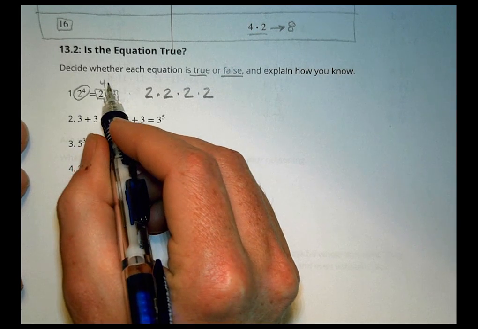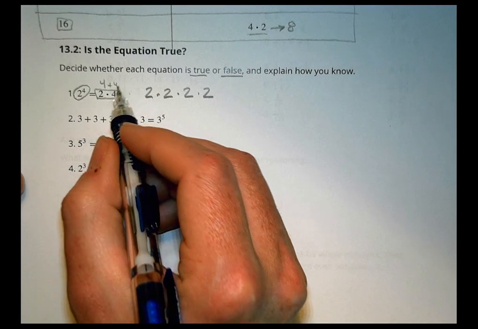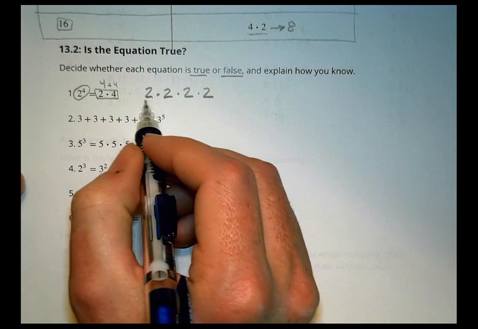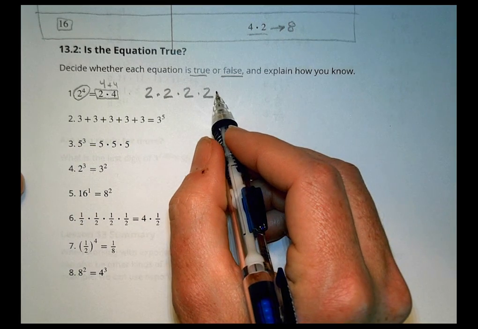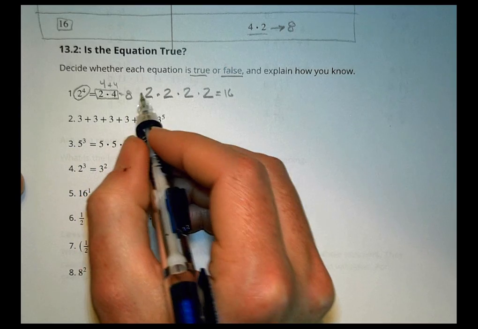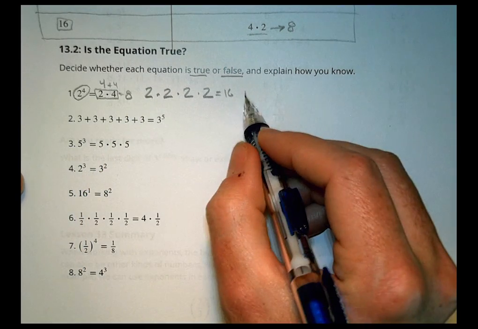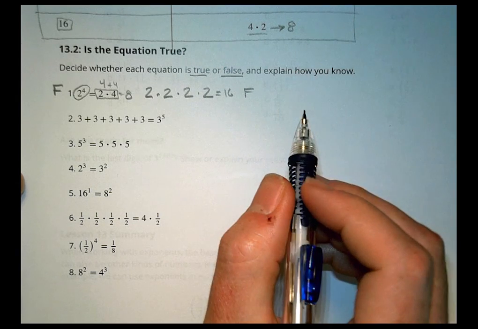In other words, it's 4 plus 4 is how that works out there. This is 2 times 2 times 2 times 2, which we've already decided is 16. So we know that's 16. 4 times 2 is actually 8. So those do not equal each other. We would say this is going to be a false statement. I'll put that there in the front.